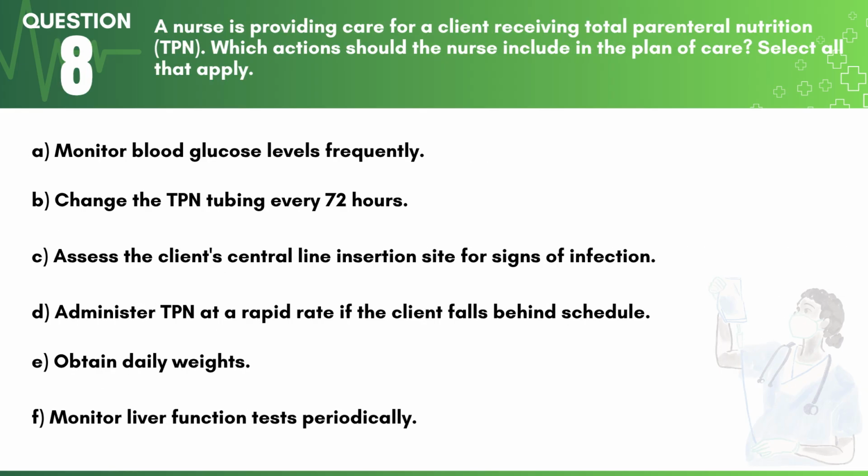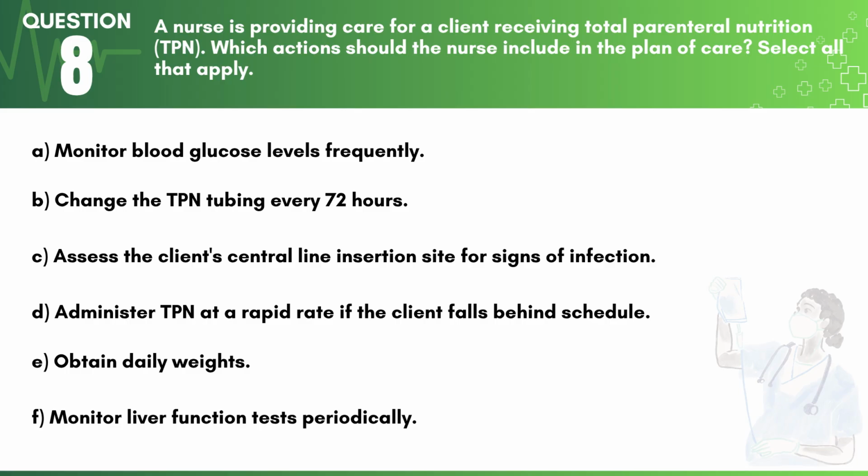Question 8. A nurse is providing care for a client receiving total parenteral nutrition, TPN. Which actions should the nurse include in the plan of care? Select all that apply. A. Monitor blood glucose levels frequently.